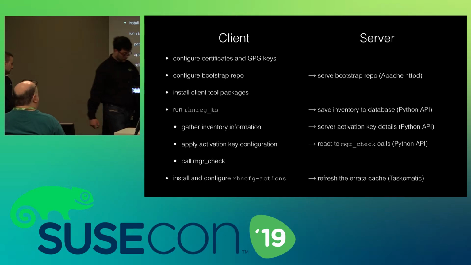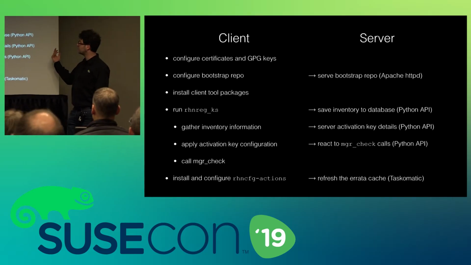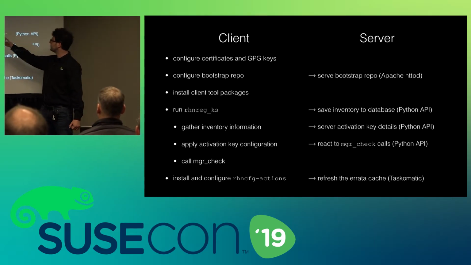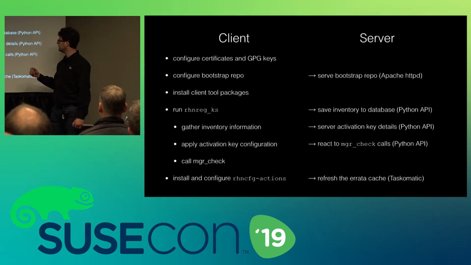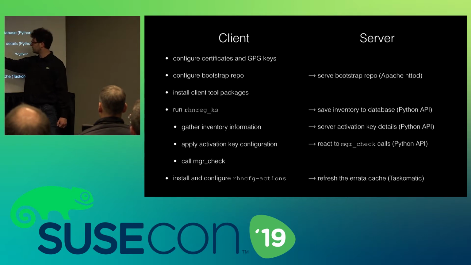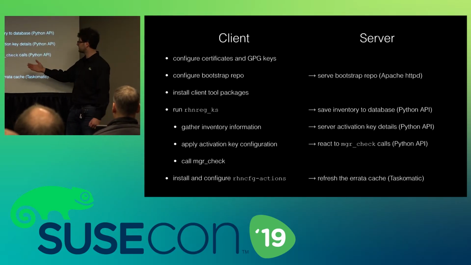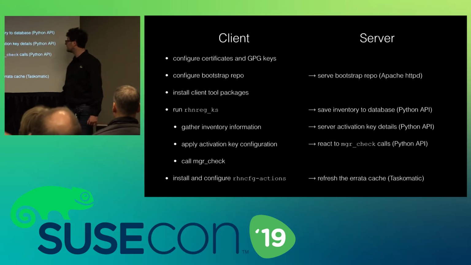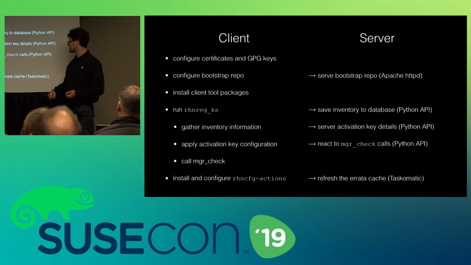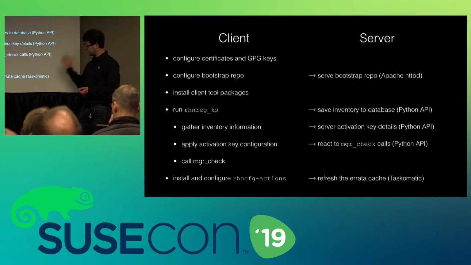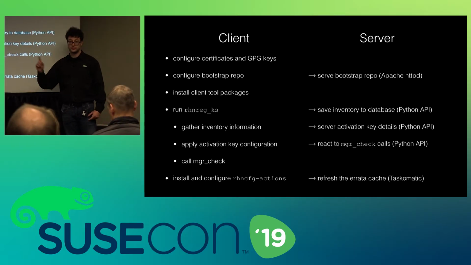Note that corresponding to some of those points, something also happens on the server side. When you configure the bootstrap repo, the server is going to serve it through Apache HTTPD. When rhnreg.ks is run, it will save hardware and software inventory data in the database through the Python API. It will react to activation keys. It will react to mgr check calls. And ultimately, what will happen is that the errata cache for that client is refreshed.